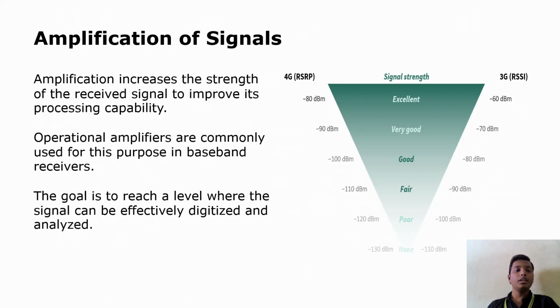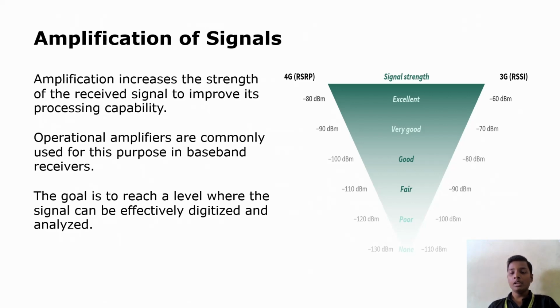Amplification of the signals. Amplification increases the strength of the received signal to improve its processing capability. Operational amplifiers are commonly used for this purpose in baseband receivers. The goal is to reach a level where the signal can be effectively digitized and analyzed. Here the signal strengths can be shown in this figure.